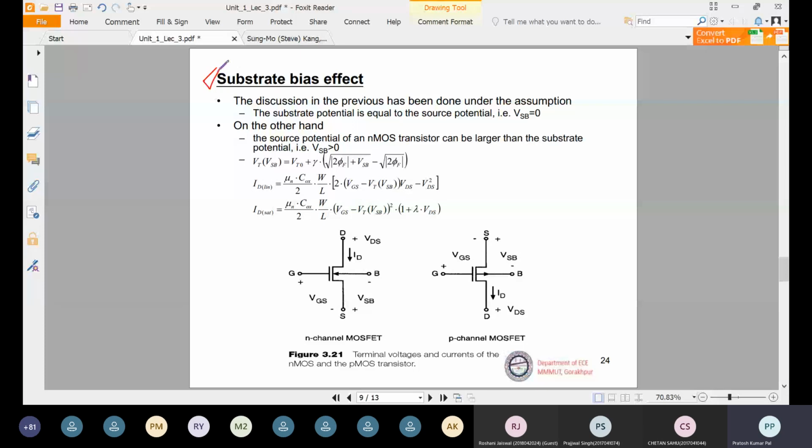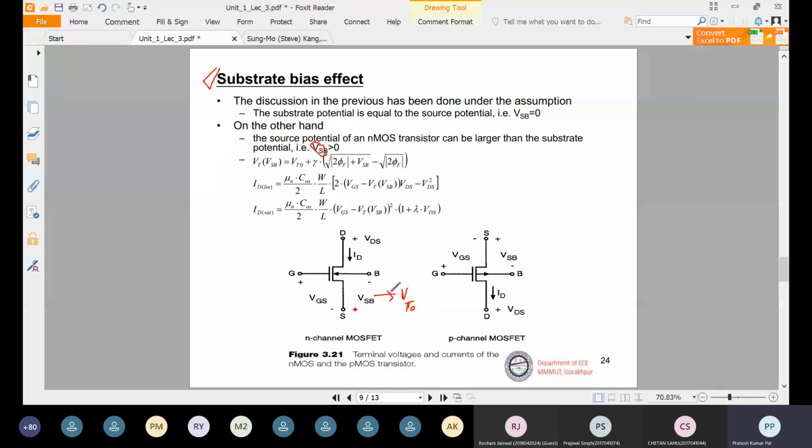In substrate biasing, whatever VSB voltage is there, in the MOSFET we will have drain, gate, source and body. So body voltage is given by the B terminal. Whatever voltage is there between source and body will affect the threshold voltage, because we studied in the threshold voltage expression that VSB is also a parameter that affects the threshold voltage. So with respect to VSB, there will be an increase and decrease of the threshold voltage.